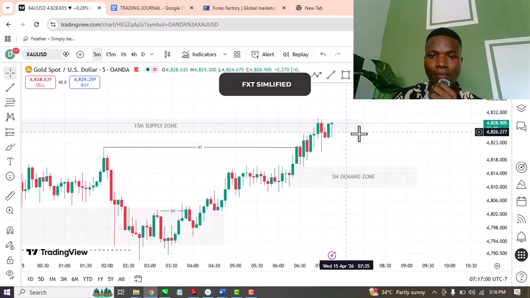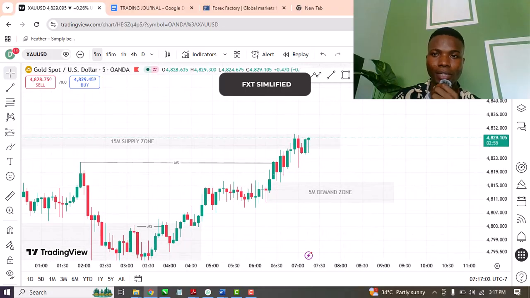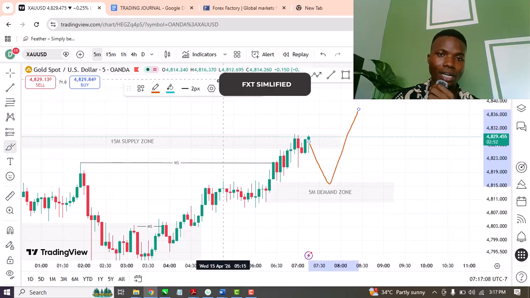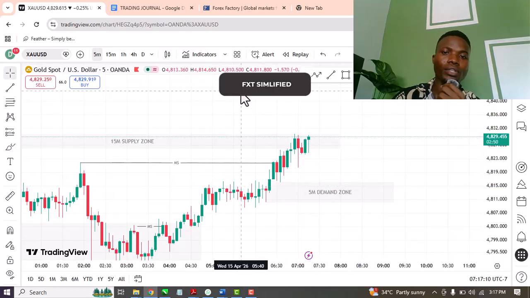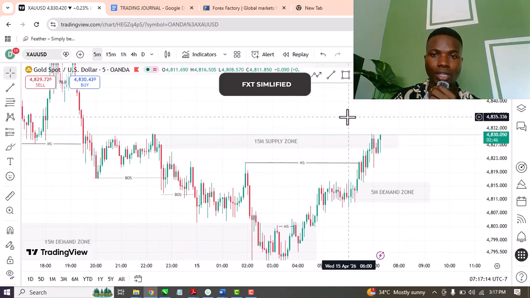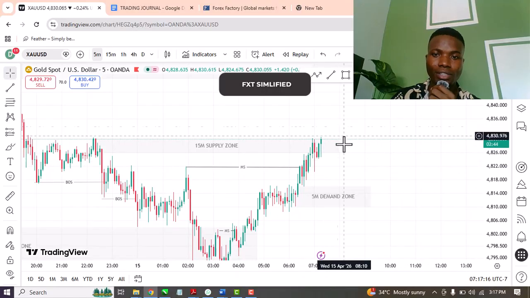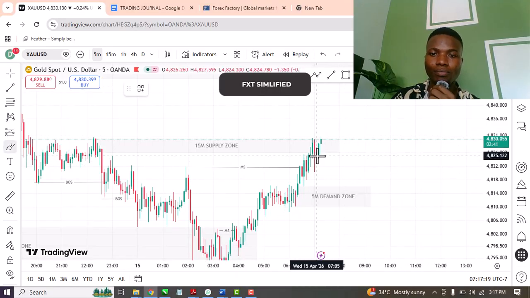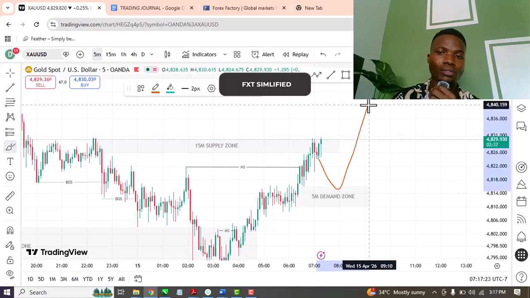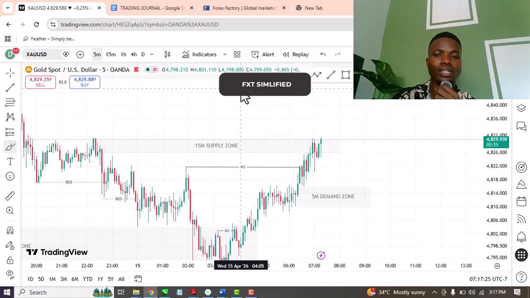Since we have that market shift, I'm anticipating price to retest this 5-minute demand zone before I take a buy to the upside. So right now that is what I'm looking to trade. If price doesn't come all the way down here, I'm not buying this. I'm not going to enter this trade.